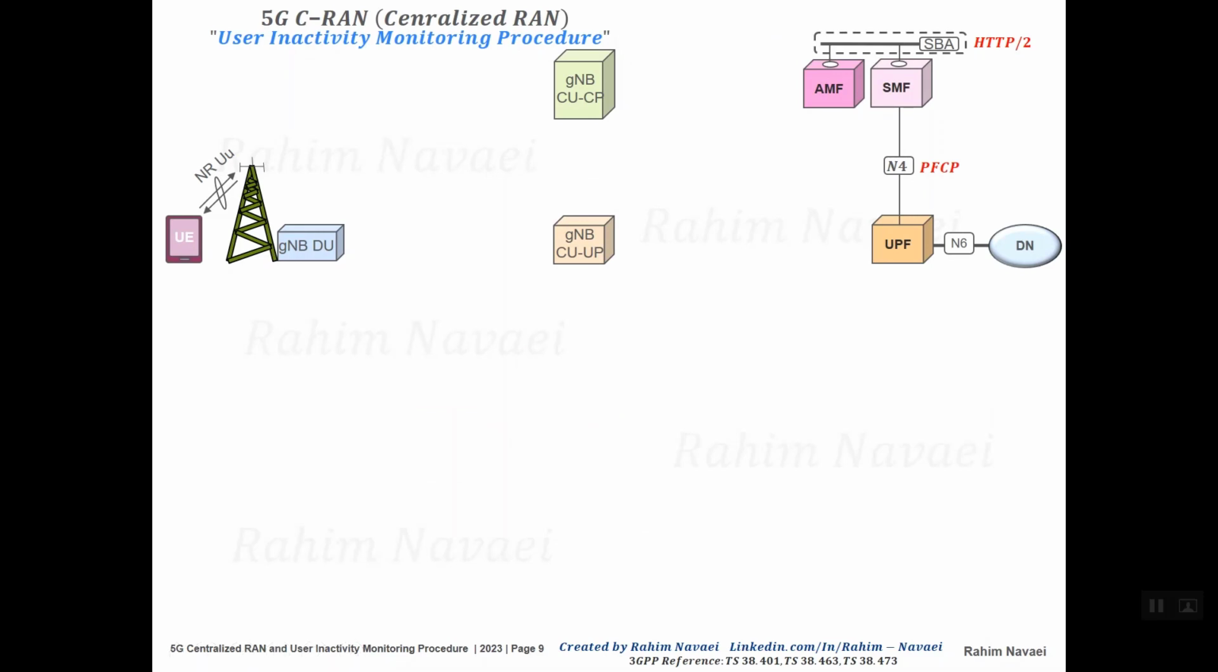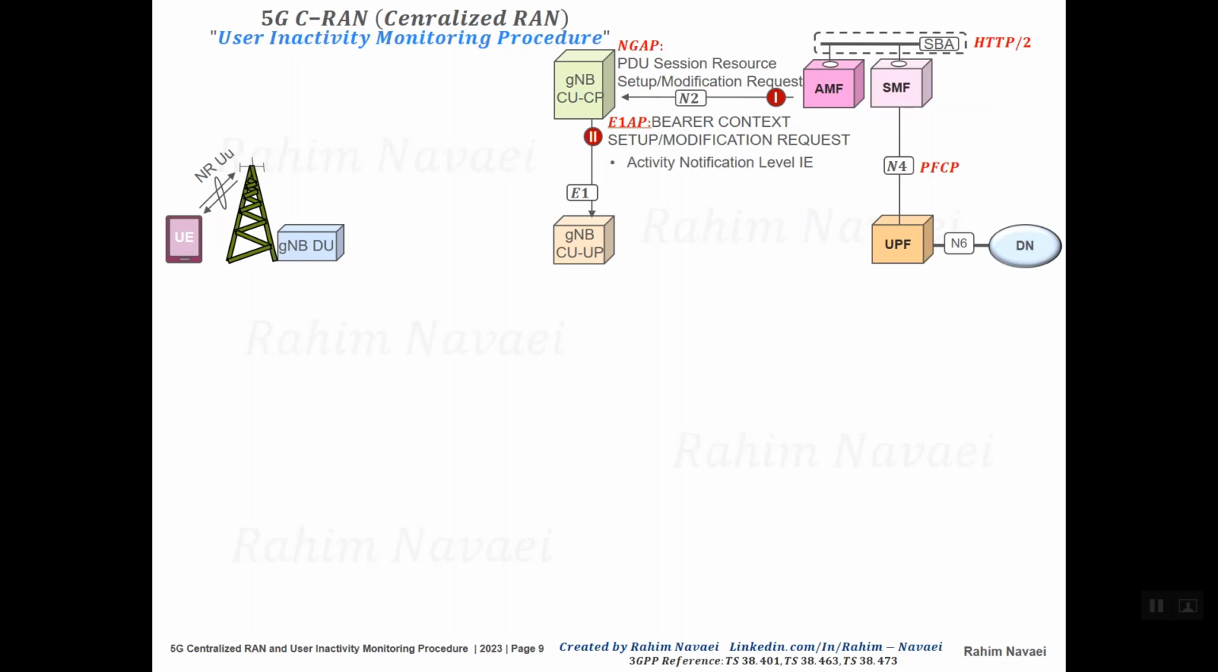Here, I'm going to explain how the functional components of a gNB are informed during the establishment or modification of a PDU session to monitor the user inactivity. To set up or modify a PDU session, the Access and Mobility Management Function, AMF, sends PDU session resource setup or modification request message to the gNB CU-CP. The gNB CU-CP in turn sends bearer context setup or modification request message using E1AP protocol to the gNB CU-UP. This message includes activity notification level information element and inactivity timer as well. The level of activity notification could be data radio bearer, PDU session, or UE.